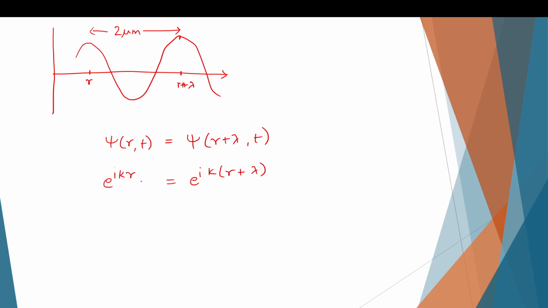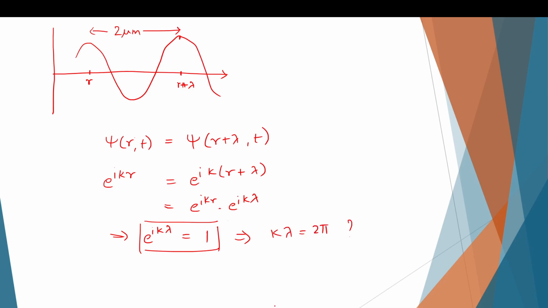So what does that mean? This I can just expand as e power i k r times e power i k lambda. So that basically means that e power i k lambda is equal to 1. So from this I can write k lambda equal to 2 pi. Basically k lambda can be any multiple of 2 pi, right? So it can be 2 pi, 4 pi, 6 pi.